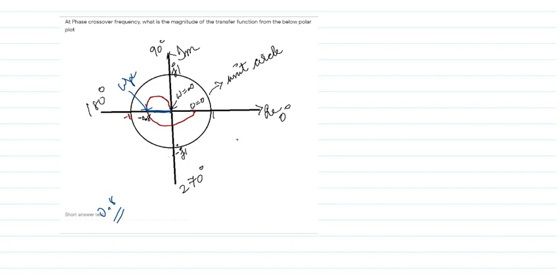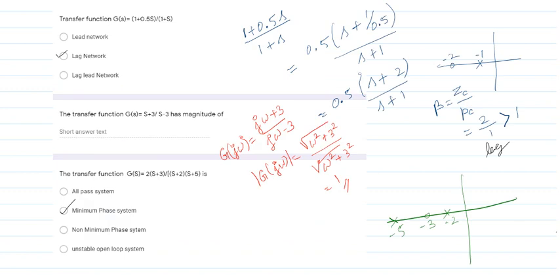Negative real axis at this point. So this is your omega PC. Okay, so that is the 0.8. So the magnitude is this is the magnitude, that is 0.8. Okay, we move to the next problem.